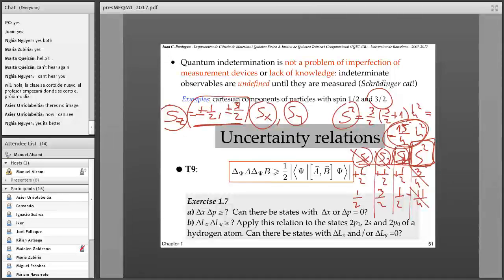Well, that's a question of philosophy, a question of interpretation. We will go back to this at the end of my classes. Let's go to the more concrete questions.